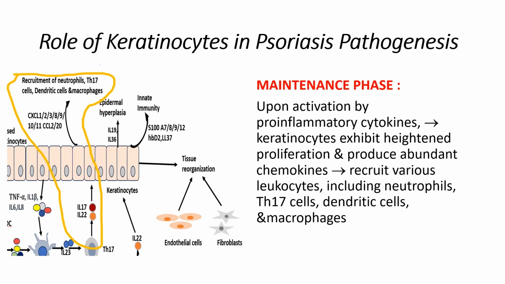In addition to their involvement in the initiation phase, keratinocytes also function as amplifiers of psoriatic inflammation during the maintenance phase. Upon activation by pro-inflammatory cytokines in a synergistic manner, keratinocytes show heightened proliferation and have the capacity to produce abundant chemokines. These chemokines serve to recruit various leukocytes, including neutrophils, T helper 17 cells, dendritic cells, and macrophages, further contributing to the inflammatory response in psoriasis.